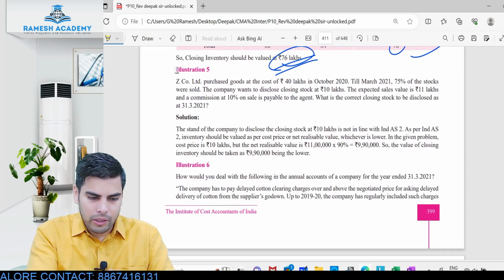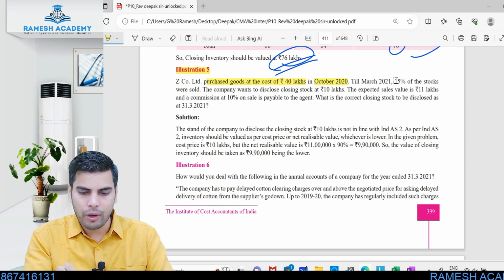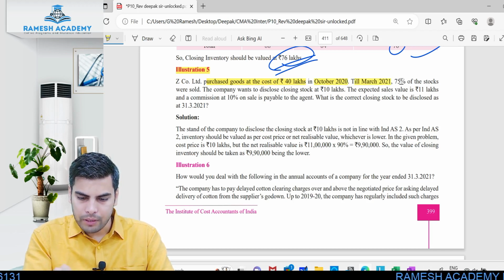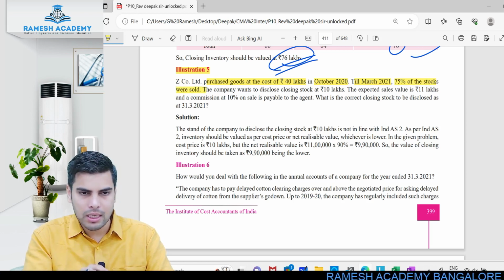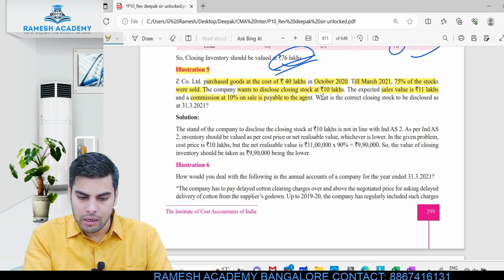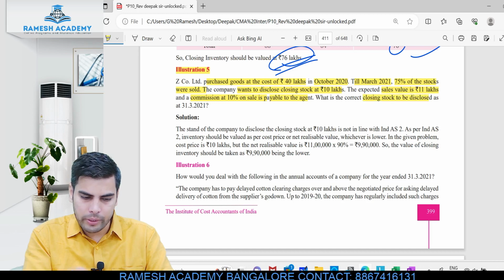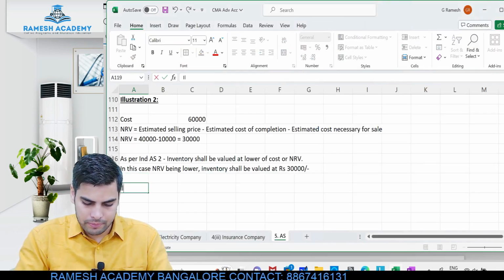Alright, so let's look into this illustration number 5. Z Company Limited purchased goods at the cost of 40 lakh rupees in the month of October 2020 till March 21. 75% of these stocks were sold. It means 25% is still unsold. The company wants to disclose closing stock at 10 lakh rupees. The expected selling value is 11 lakh rupees and a commission of 10% on sale is payable to the agent. So what is the correct closing stock to be disclosed as on 31st March 2021? Okay, let's solve this.